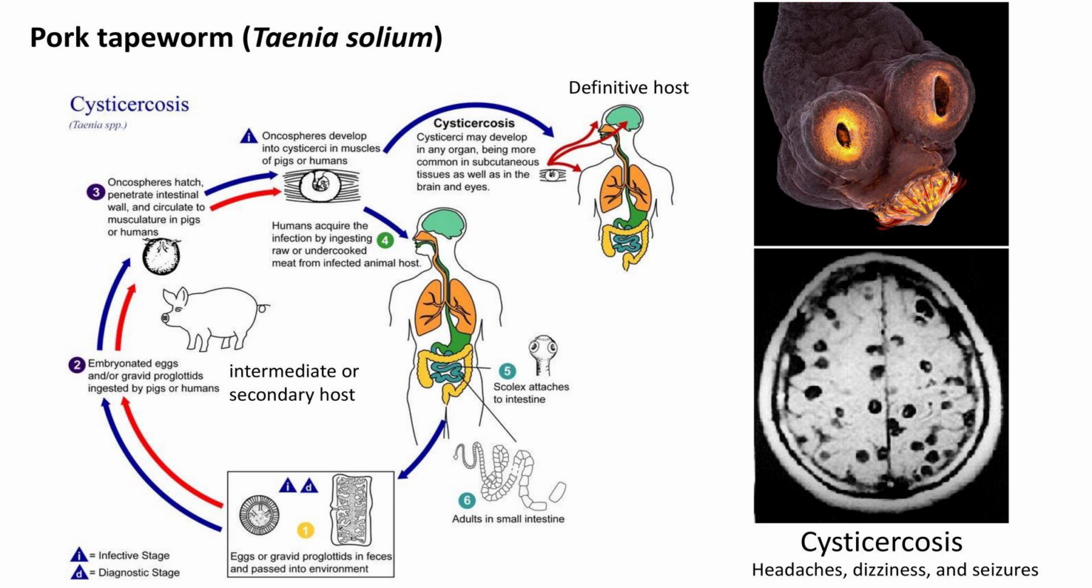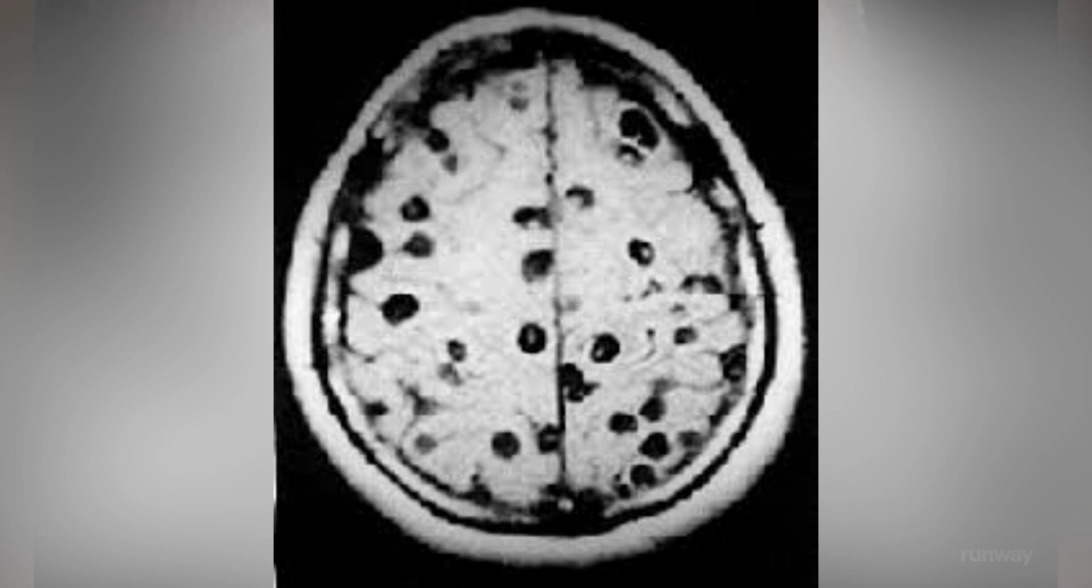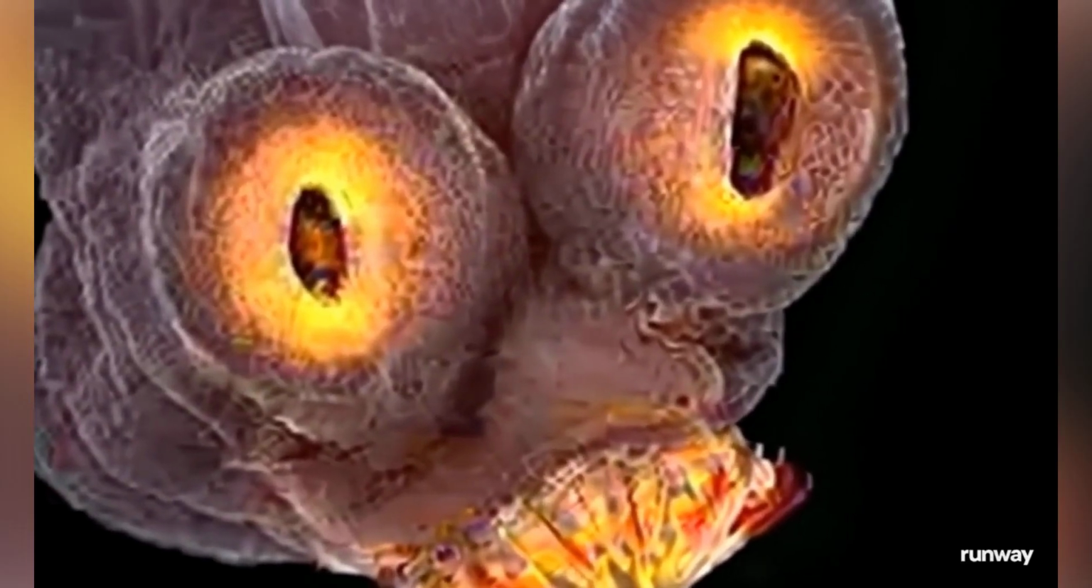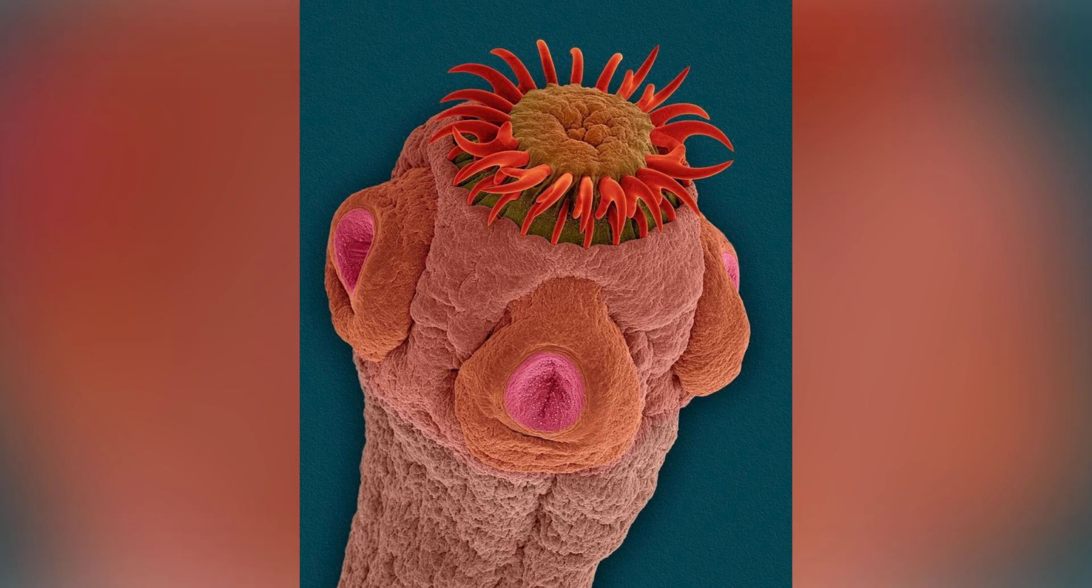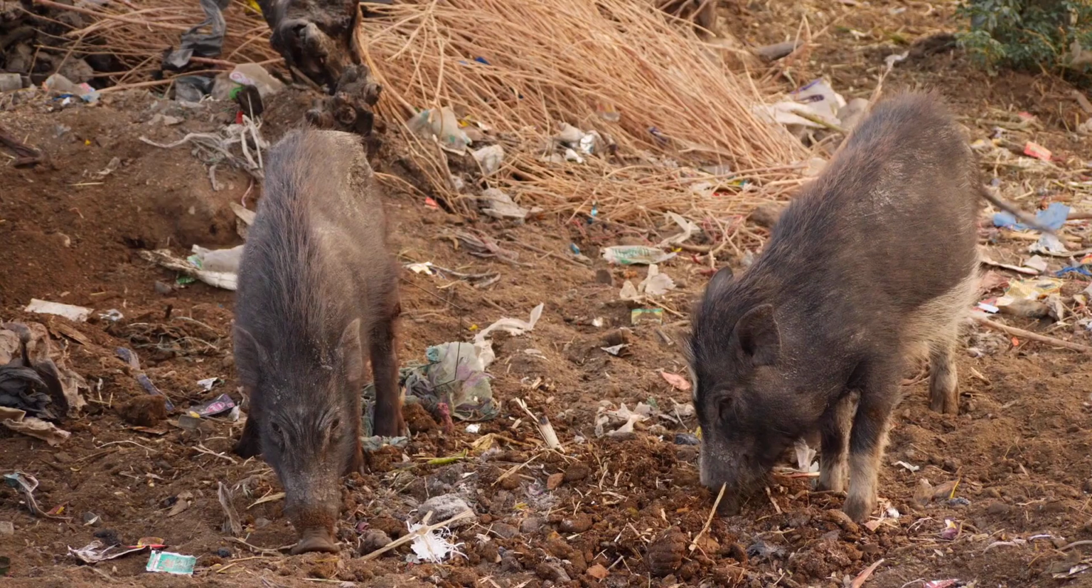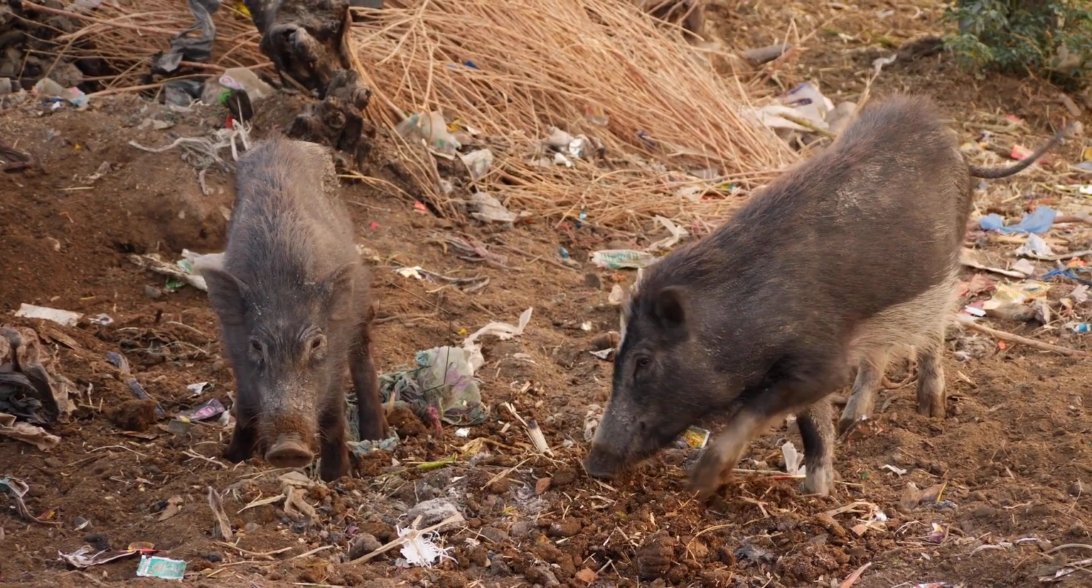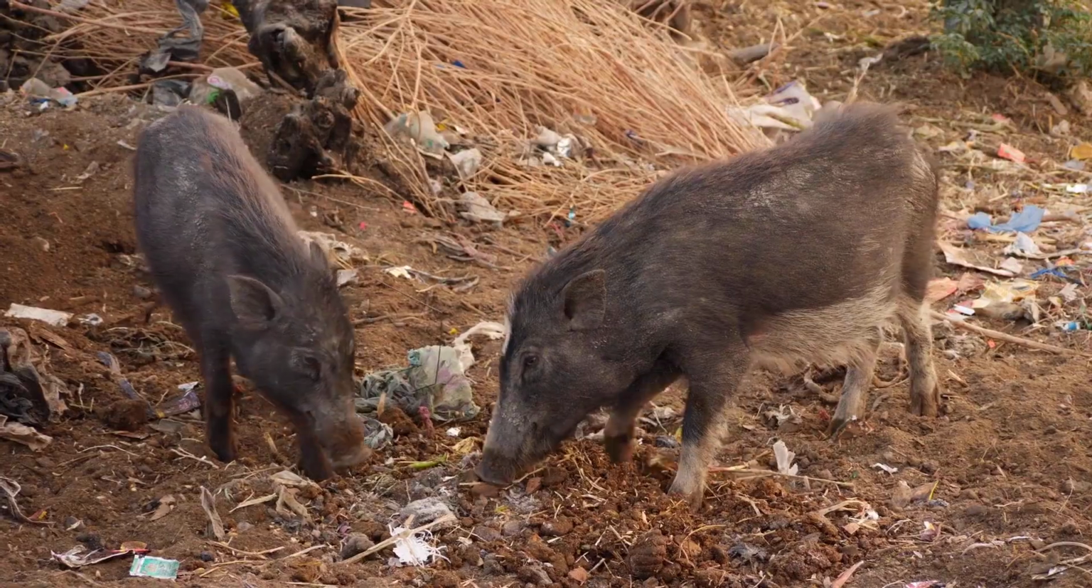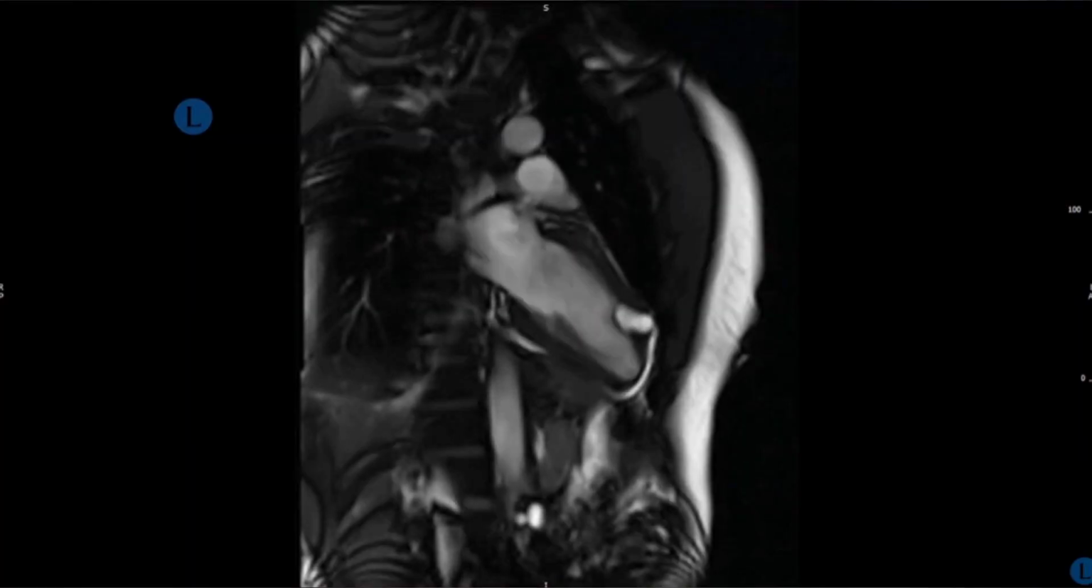This diagram illustrates the life cycle of the pork tapeworm, Taenia solium, and the disease it causes is called cysticercosis. Cysticercosis is an infection caused by the larva of the parasite Taenia solium. This infection occurs after a person swallows raw or undercooked meat from infected animals with tapeworm eggs. The larvae get into tissues such as heart muscle, brain, and eye, and form cysts called cysticerci.